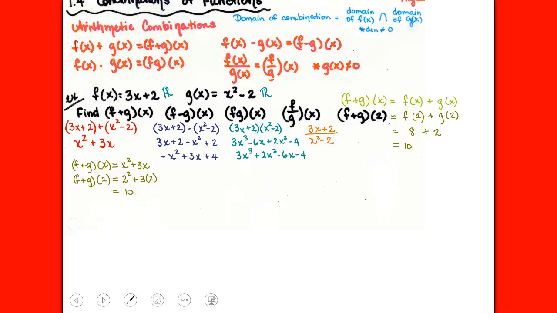So when I go to find the domain of my combination then, I'm going to find the intersection of all real numbers with all real numbers. So that's just all real numbers. So the domain for the sum and the difference and the product will be all real numbers. However, when I get to the quotient, remember that your denominator cannot be equal to 0.